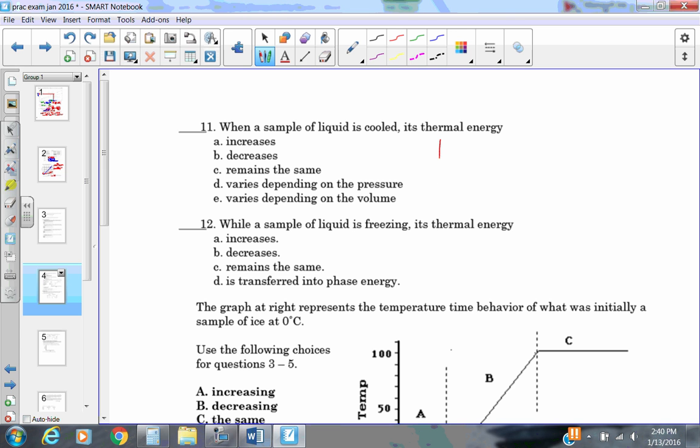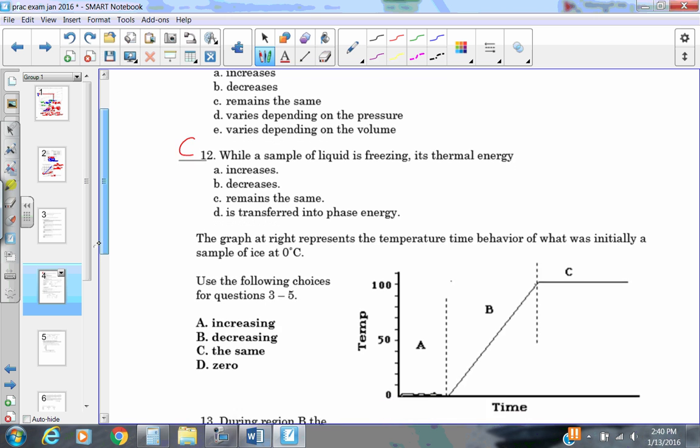If I'm cooling something off and it's really liquid, then its thermal energy will simply decrease. But while it's freezing, number 12, while a sample of liquid is freezing, once it gets to the freezing point, it does not change temperature anymore. It just loses energy as it freezes, so its thermal energy remains the same. It's the phase energy that's changing.